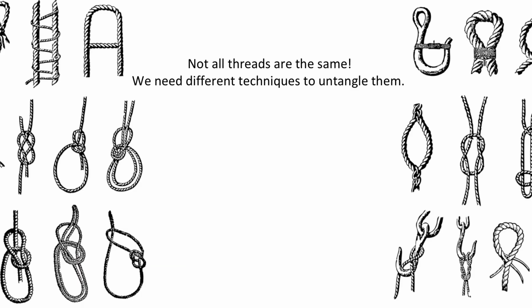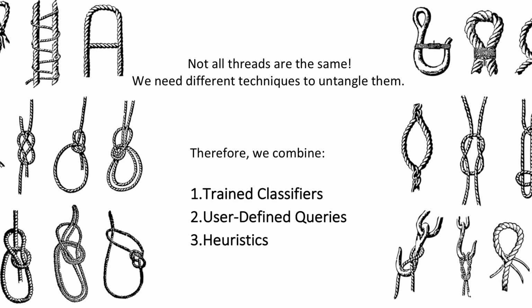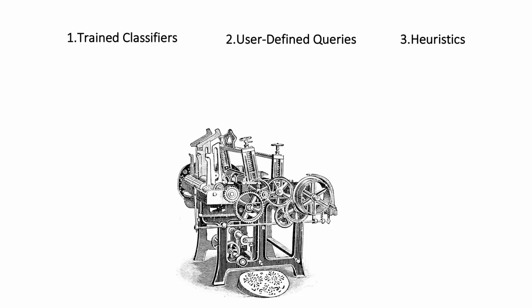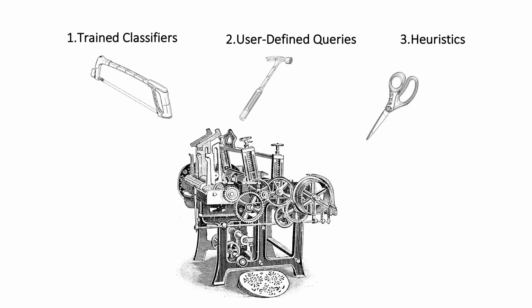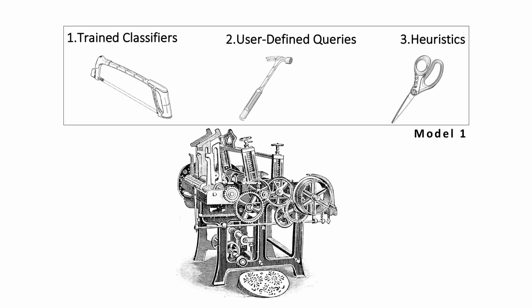Since different threads have different characteristics, we need a variety of techniques to untangle them. We therefore combine trained classifiers, user-defined queries, and heuristics. To reconstruct a particular discussion, we might want to choose a combination of all three techniques, creating a model. Through applying this model on a discussion, we can reveal the different reply chains of the conversation.